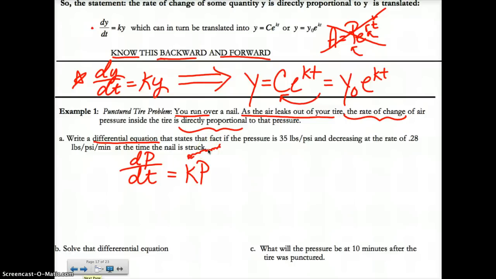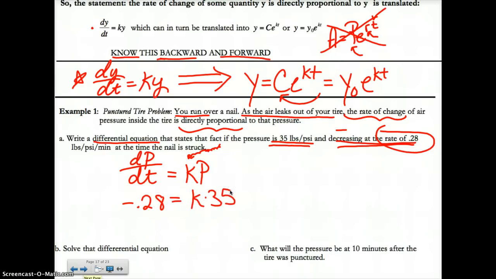In this model, they say that if the pressure is 35 pounds per square inch, that's the P, and it's decreasing at a rate, well, decreasing means going down, and our rate of change is our derivative. So really what they're telling me here is that negative 0.28 is equal to K times 35. And I can solve this for K by simply dividing. If you do that, you'll get K is about negative 0.008. You can do that on your calculator. But this is what they mean when it says set up a differential equation.